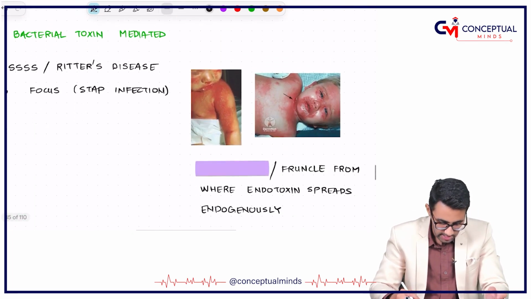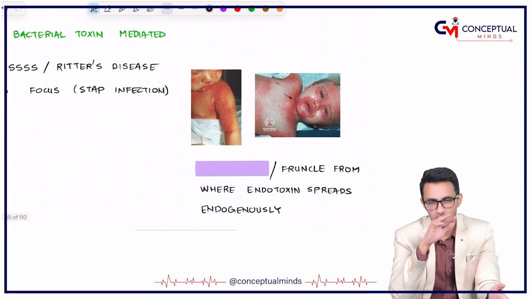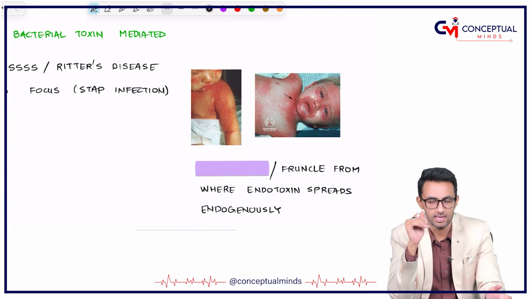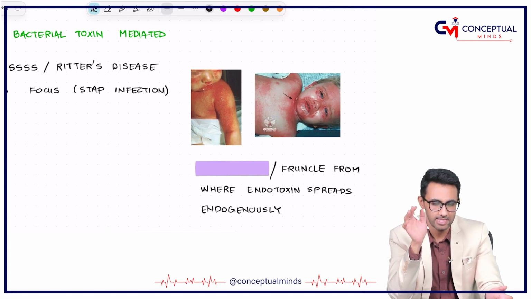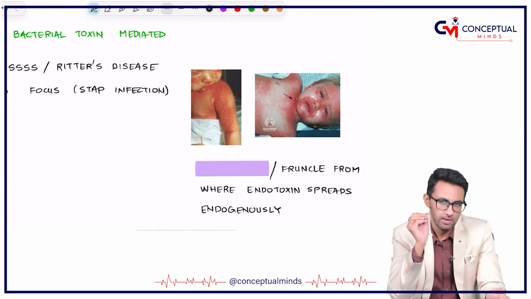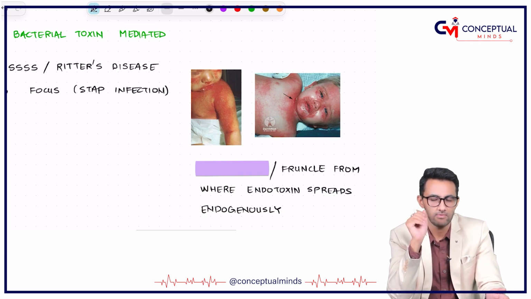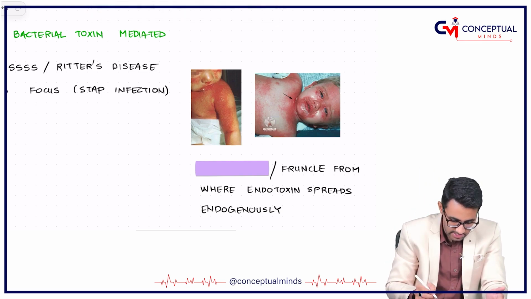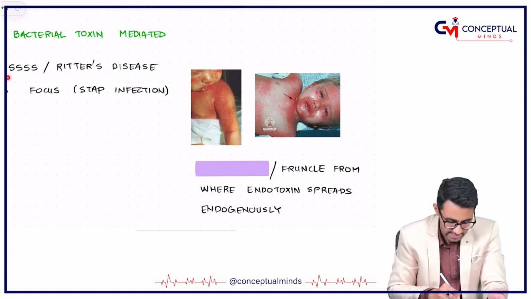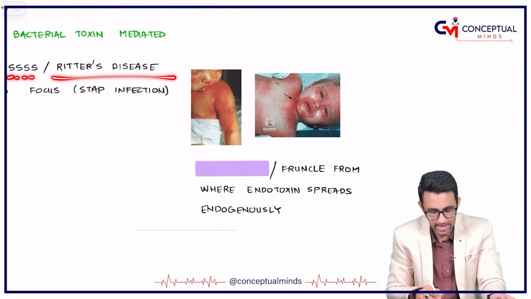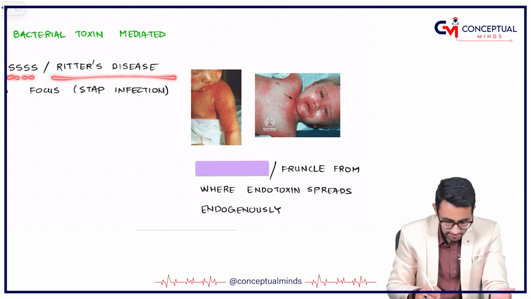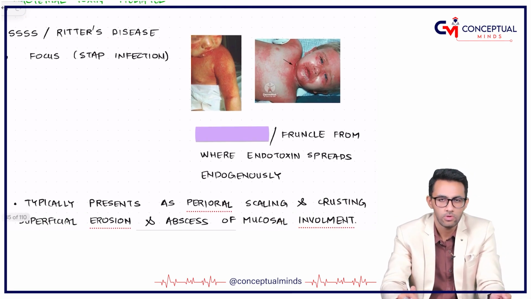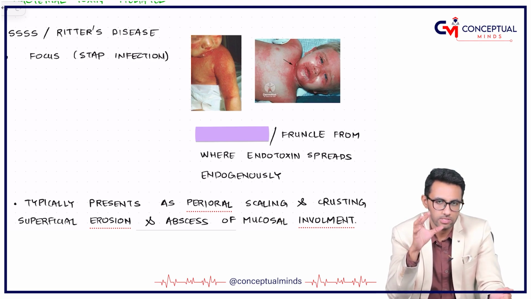Cool, so let us go on to the next topic. Now we are done with the whole classification part, everything is done. So now we are in the others list. The first topic I would like to take up is the bacterial toxin mediated syndromes. Even though in the list we have anthrax, now I would like to discuss the bacterial toxins. For the third time in the same lecture, this is SSSS, also called Ritter's disease. This is very interesting.